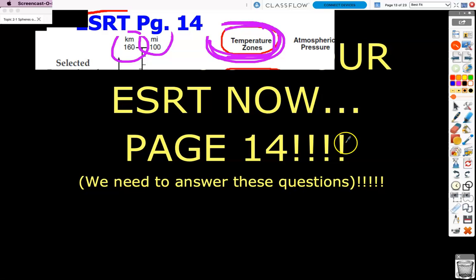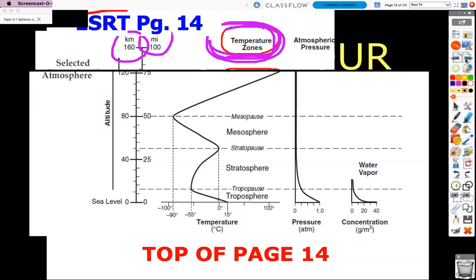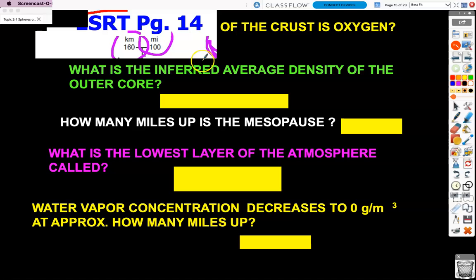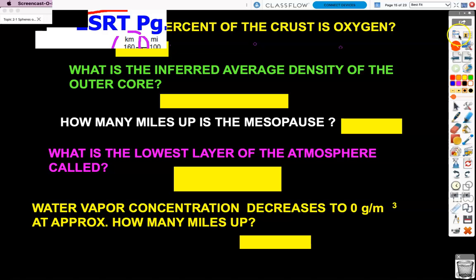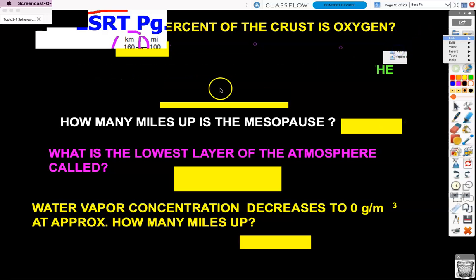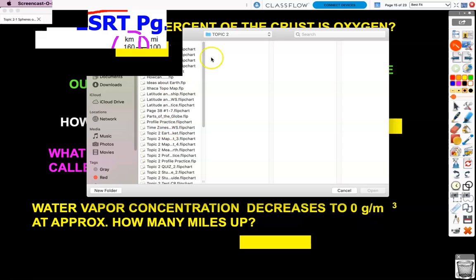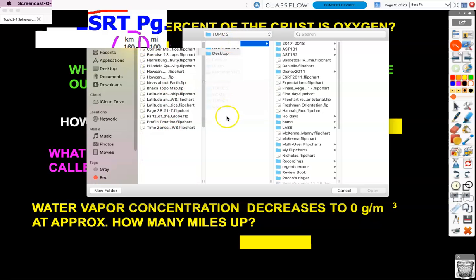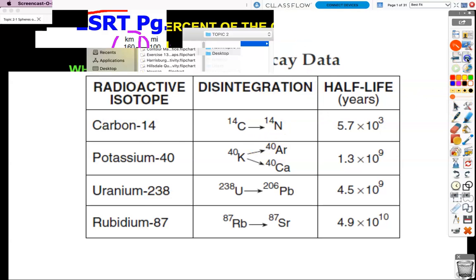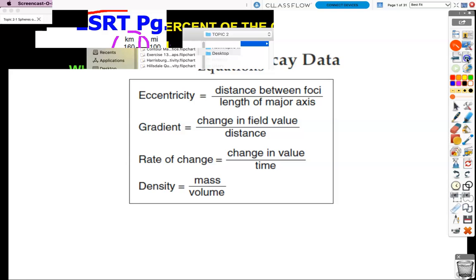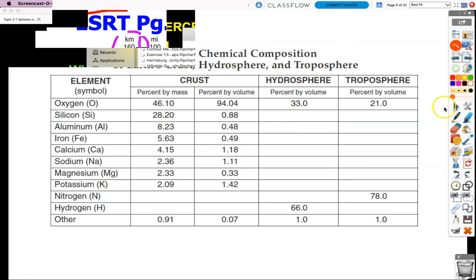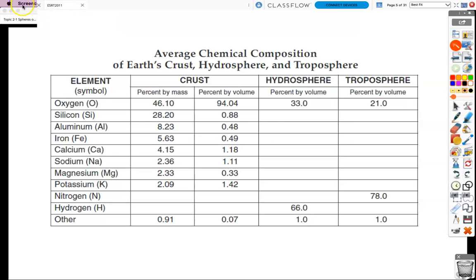All right, so hopefully you still have your reference table out, page 14. Let's just go through this. It says, by mass, what percent of the crust is oxygen? And that actually comes off page 1 in the reference table. So let me find my reference table. Give me 1 second. There it is. All right, so if you go to the SRT, this chart you'll use for the assignment part of it. Some of the questions come off there.